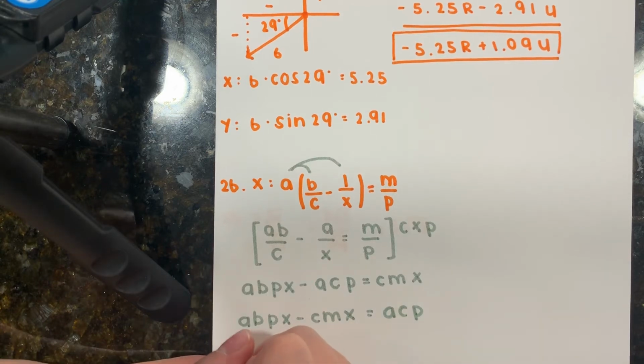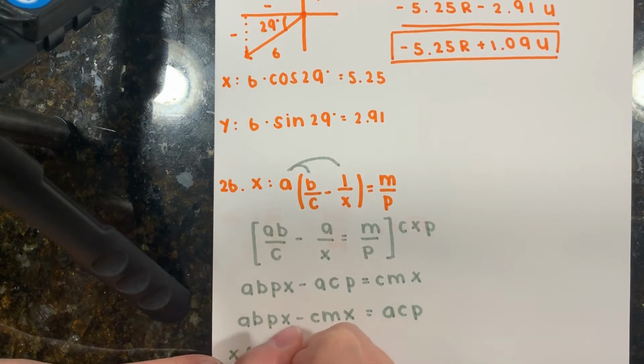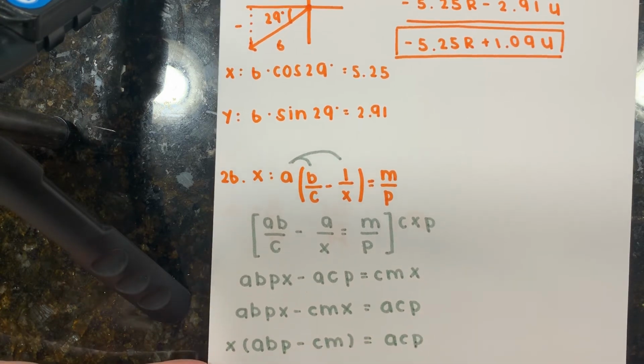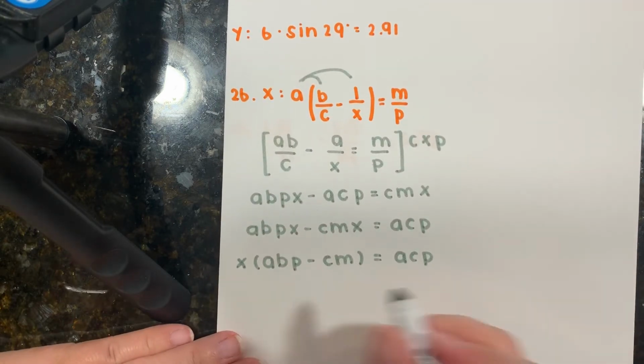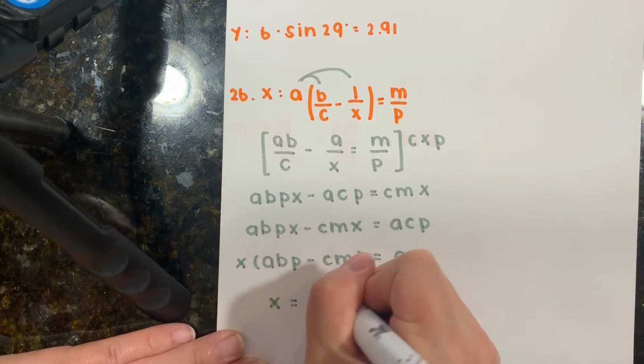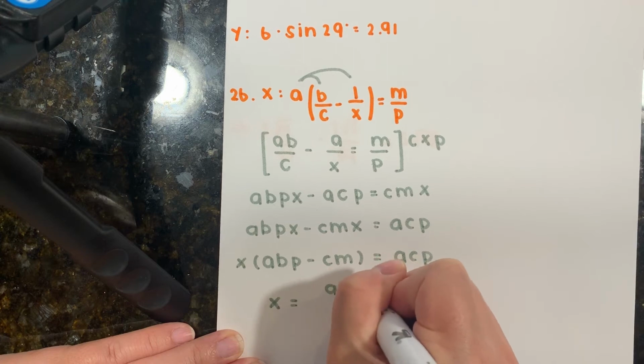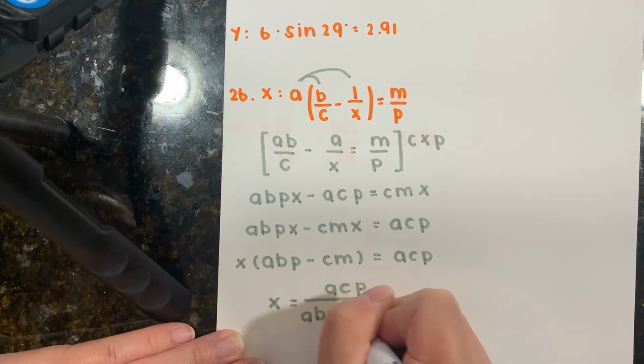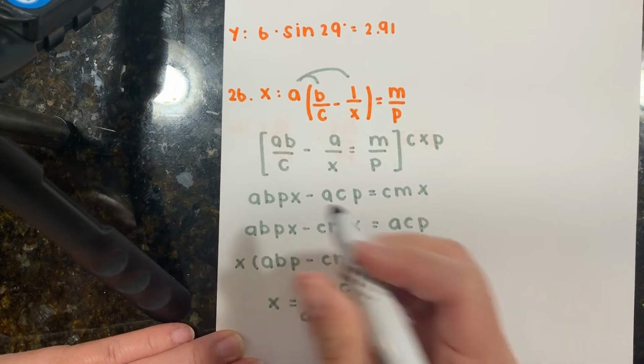Now if I factor out the x on the left-hand side, I'm left with abp minus cm. Right side stays the same at acp. Now to get x by itself, all you do is divide. So I have acp divided by the parentheses, which is abp minus cm.